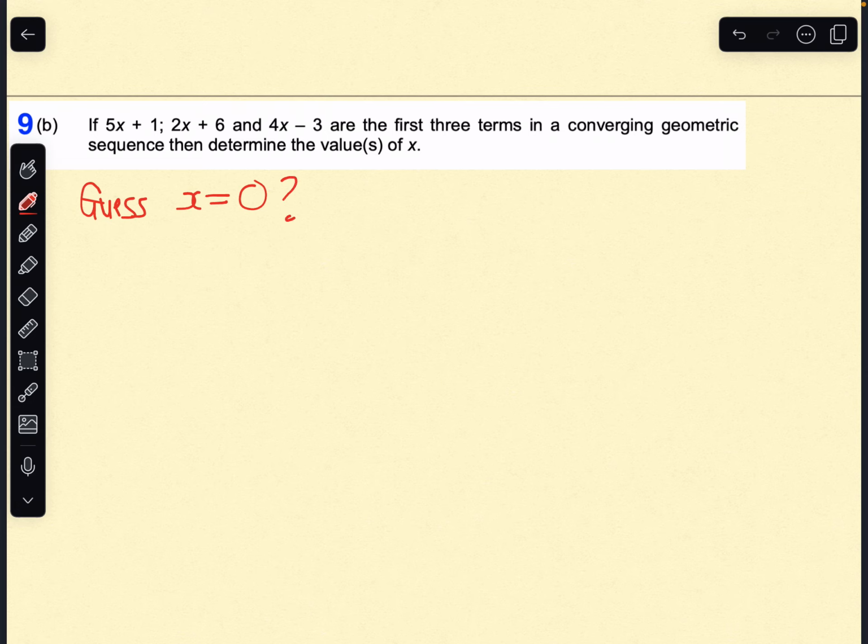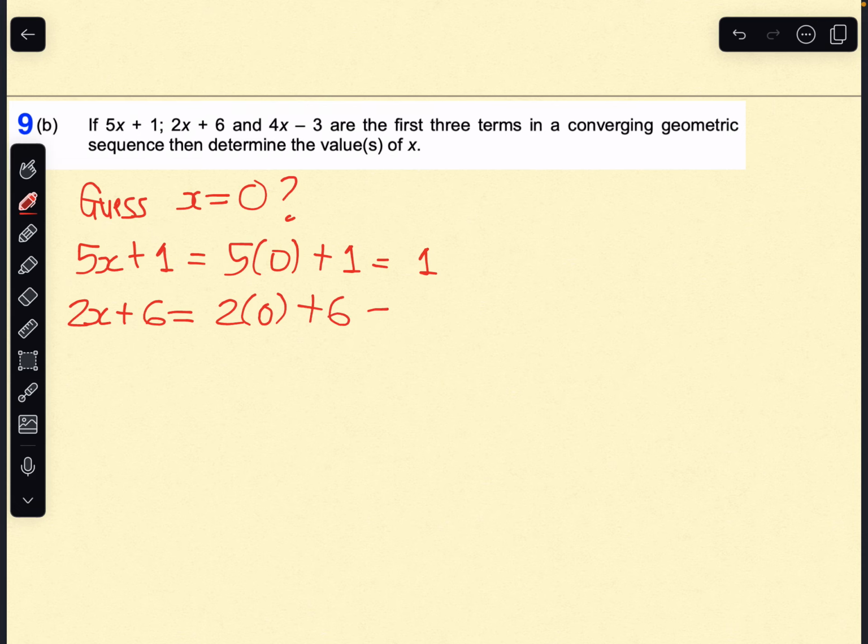That would mean that 5x plus 1 would be 5 times 0 plus 1, which is equal to 1. It would mean that 2x plus 6 would be 2 times 0 plus 6. It would be 6. And 4x minus 3.